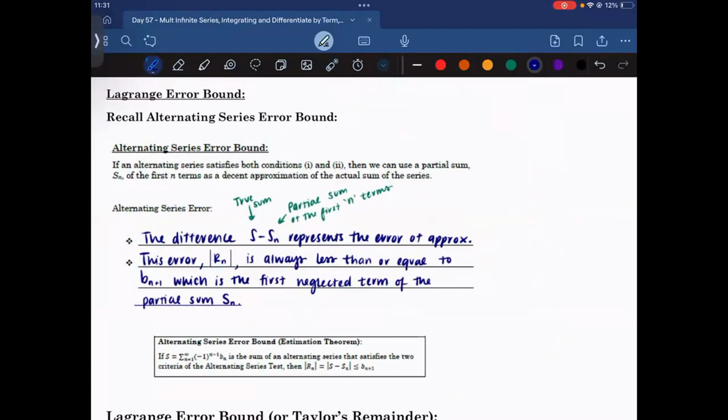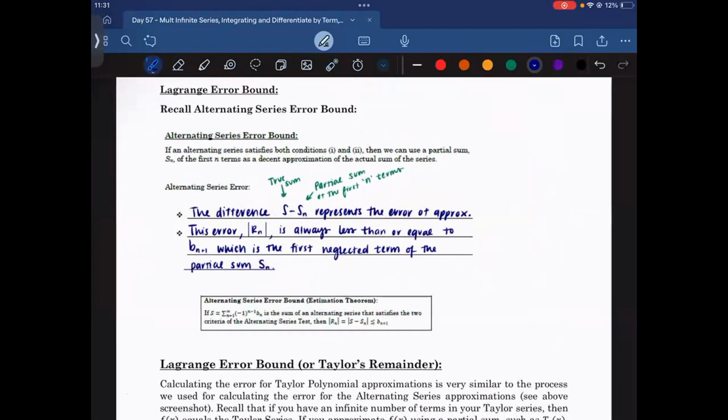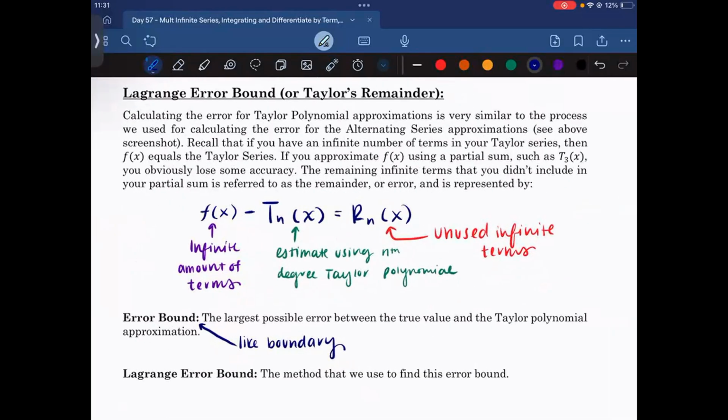Okay, Lagrange error bound. We did talk about alternating series error bound. I did include the screenshot from those last notes, but the Lagrange error bound, or Taylor's remainder as our book calls it, is just calculating the error. Usually it's just the next term. If it says given the second term, use the third term to find the error. Here is our little formula. Please write that down. And it's kind of like a boundary.